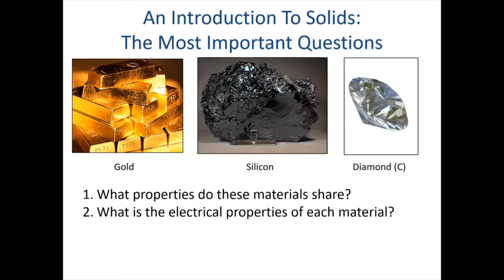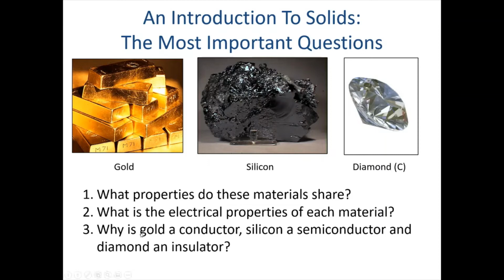They don't conduct electricity. So the question is where do these electrical properties come from? And why is gold a conductor, silicon a semiconductor, and diamond an insulator? By the end of this talk, you should be able to explain that at least with the most basic concepts from Gen Chem that we use, like linear combination of atomic orbitals.